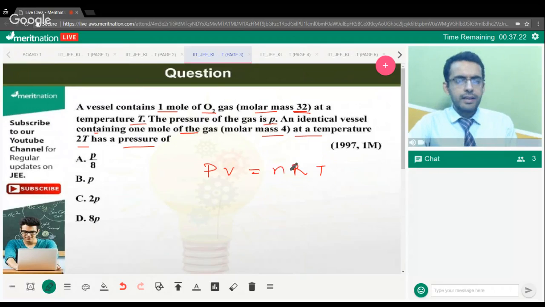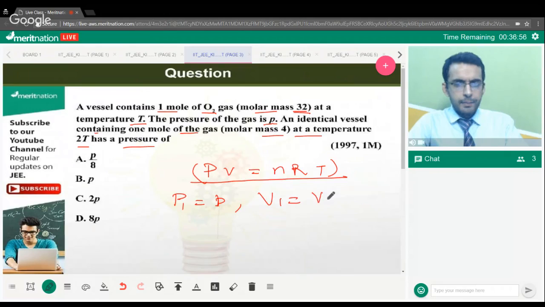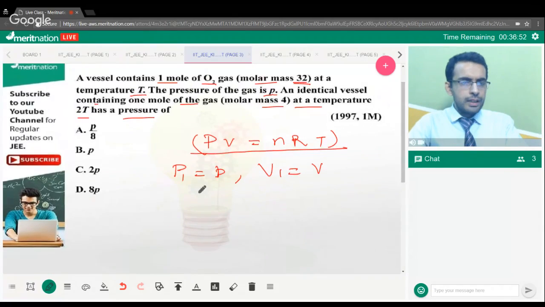So, given that absolute temperature is T, let's take oxygen gas first. For oxygen gas, pressure is equal to small p, and volume, see, the same vessel is there, so let's take volume to be V. That will be same for both of them, right? So now let's take temperature to be T only.